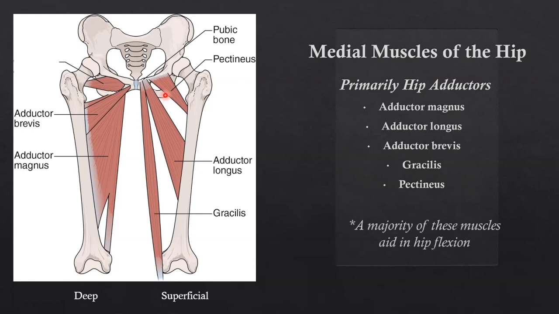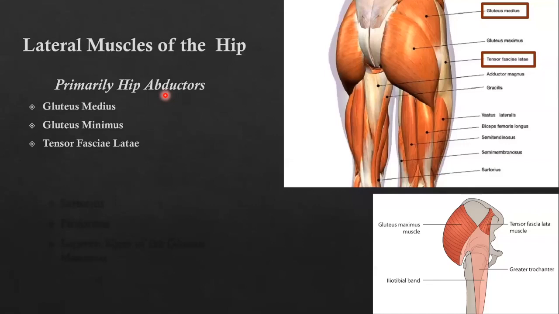It's also an important note that a majority of these muscles also aid in hip flexion, almost as a stabilizing mechanism in order for us to engage in hip flexion. Lastly, our lateral muscles of the hip. These would be muscles primarily responsible for hip abduction. We have our gluteus medius, our gluteus minimus, and our tensor fasciae latae, our TFL muscle. Our gluteus medius muscle is incredibly important for hip stabilization. This muscle is probably the most crucial as far as stabilizing at the hip.